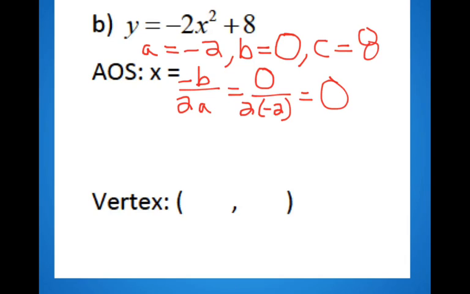So x equals 0, and then we can plug in 0 into the original equation. So we get 0, all of this becomes 0, so 0, 8. So that's our vertex, 0, 8. Now this time we can't really find the y-intercept because the vertex is the same thing as the y-intercept. So I'm going to go ahead and plot that point.